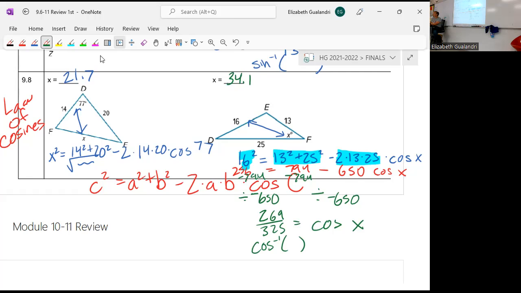Okay, any questions there? Yeah. You're just solving for cosine of x. So how do you do that? You got to add and subtract first. You subtract the 794, and then you have -650 cosine of x. You have to divide by the -650. You gotta solve through that.